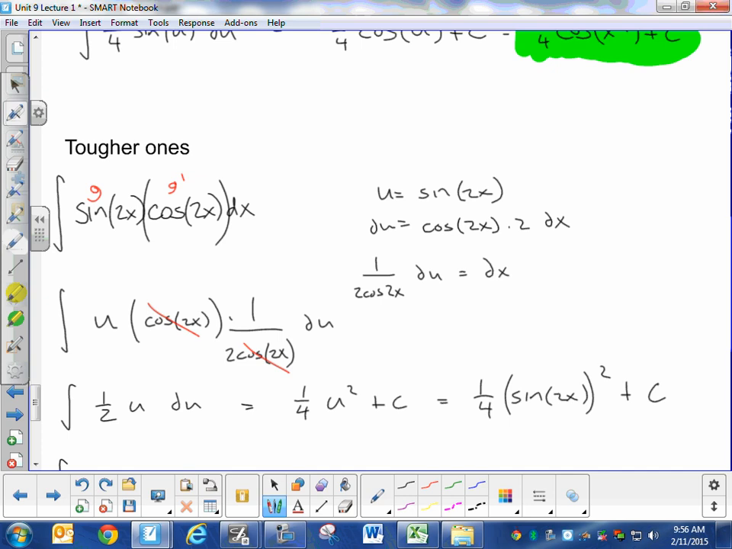Mr. Martin. What makes you set u equal to sine of 2x? It would be completely wrong if you ended up setting it u equal to cosine of 2x. No, it would have worked. Only in this situation, yeah.